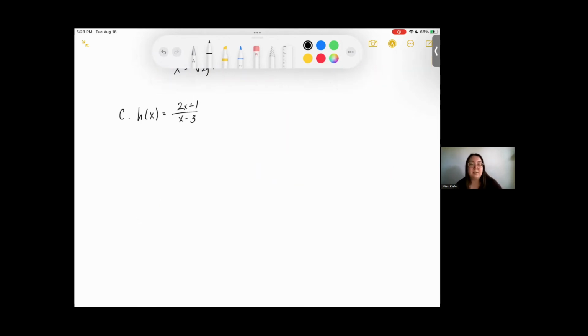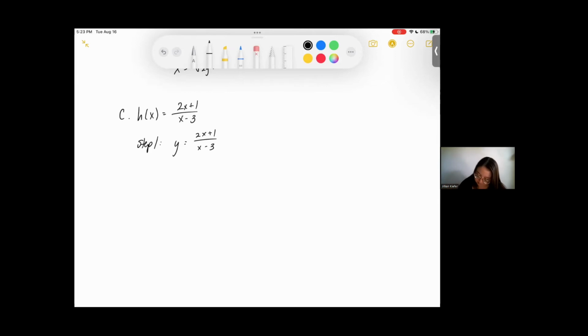Now, if we look at part C, there's definitely something a little different here, in that there's an x in the numerator and an x in the denominator. And this makes this problem quite a bit more tricky. So let's go ahead and start. Step 1, we're replacing h of x with y. So we've got y is equal to 2x plus 1 divided by x minus 3.